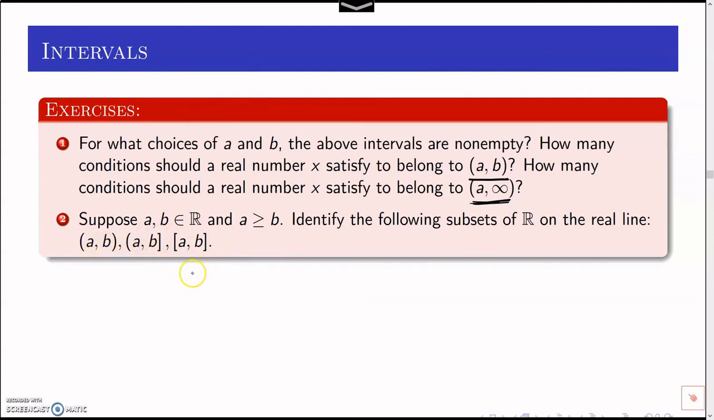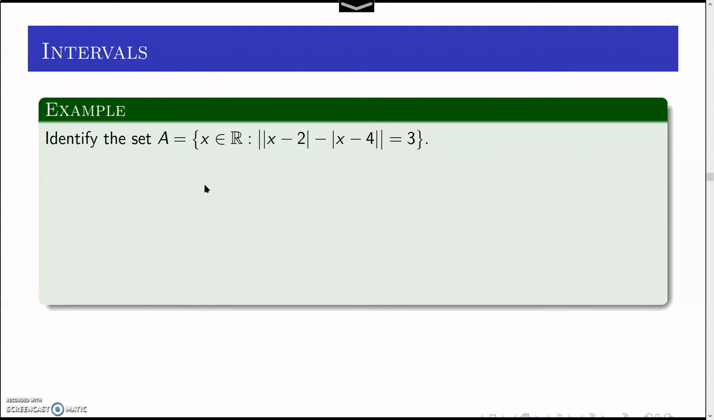What you can do is try to plot them on the real line and see how it looks. We are given that a is bigger than or equal to b. Now let's look at an example.